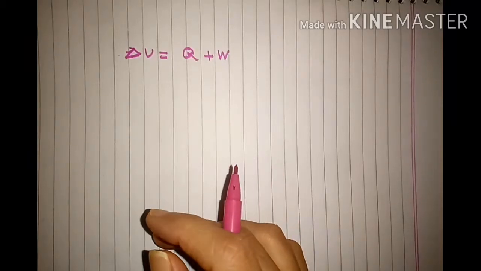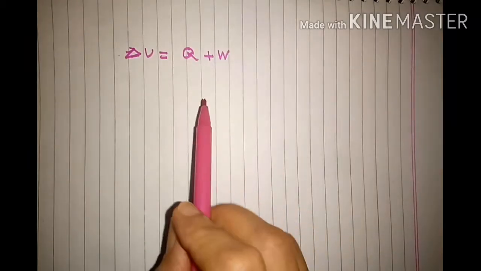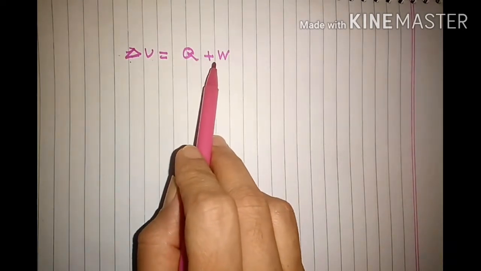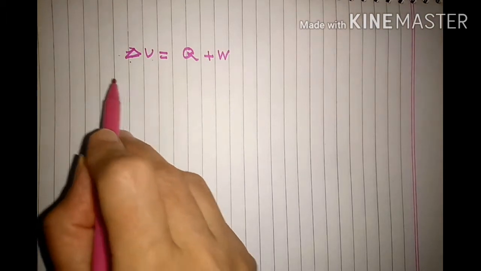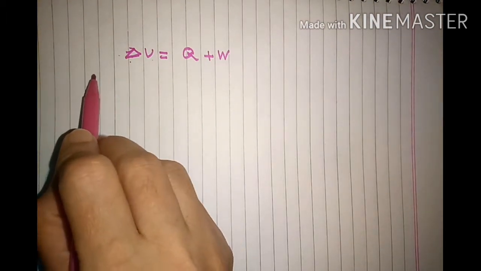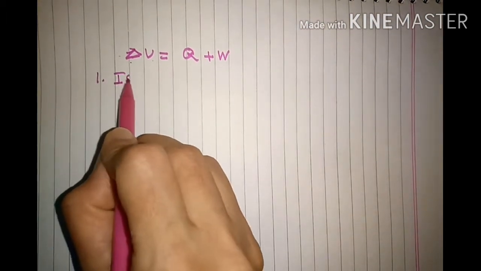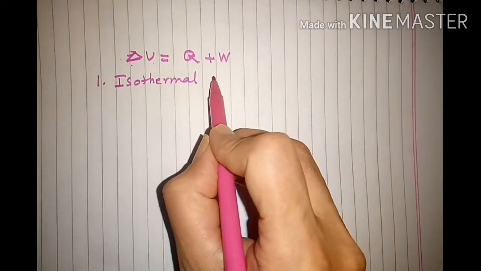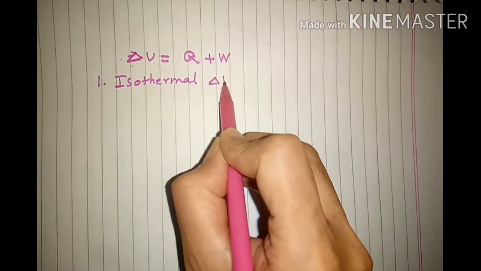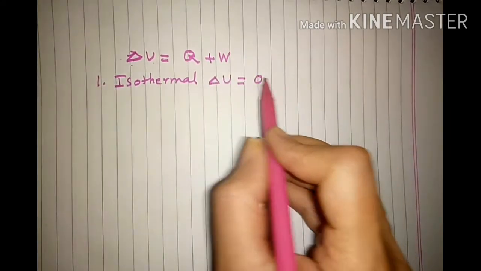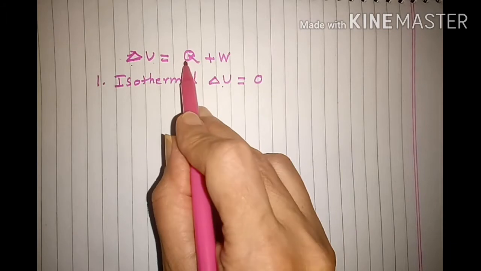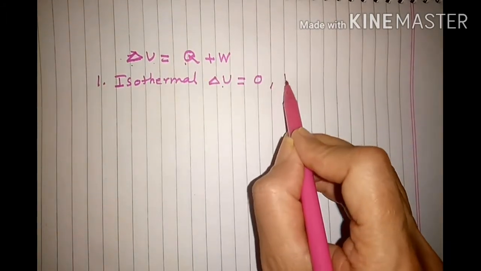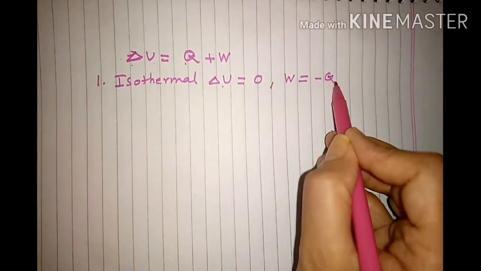Students, in the last video we talked about internal energy, that is delta U equal to Q plus W. So I'll just make a quick revision of this point, that is in isothermal process, delta U equal to 0. So when you apply this condition to this equation where delta U is equal to Q plus W, you will get W is equal to minus Q.